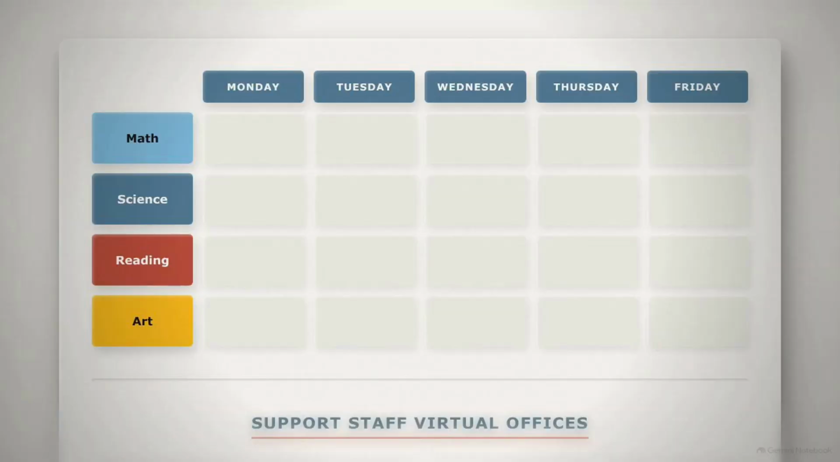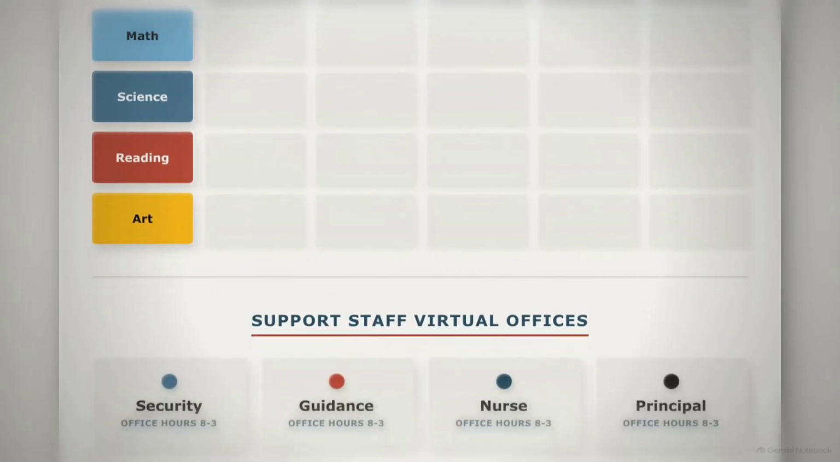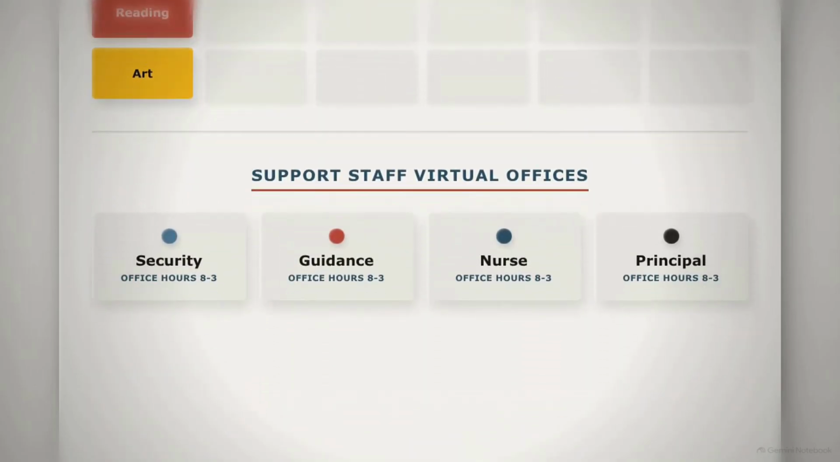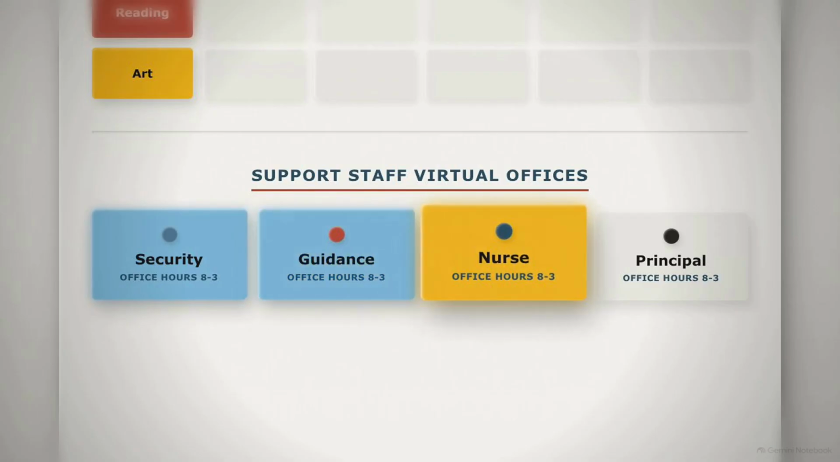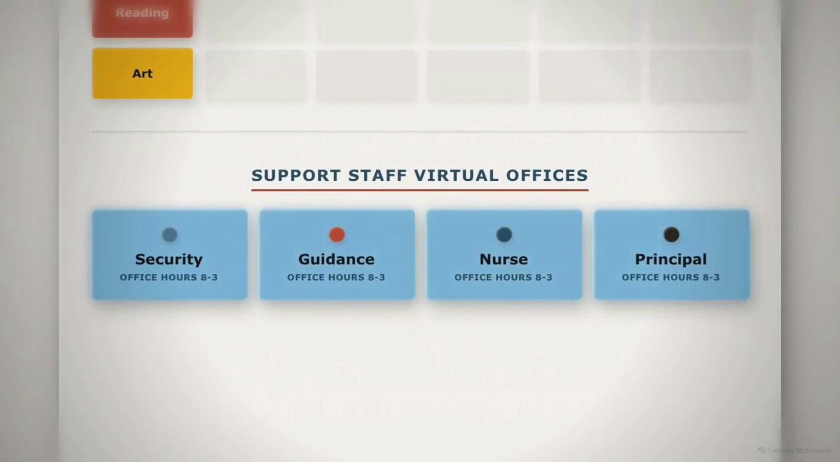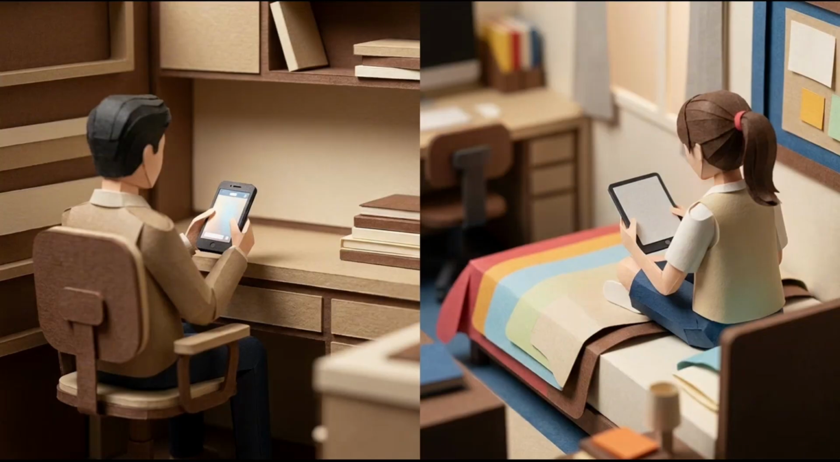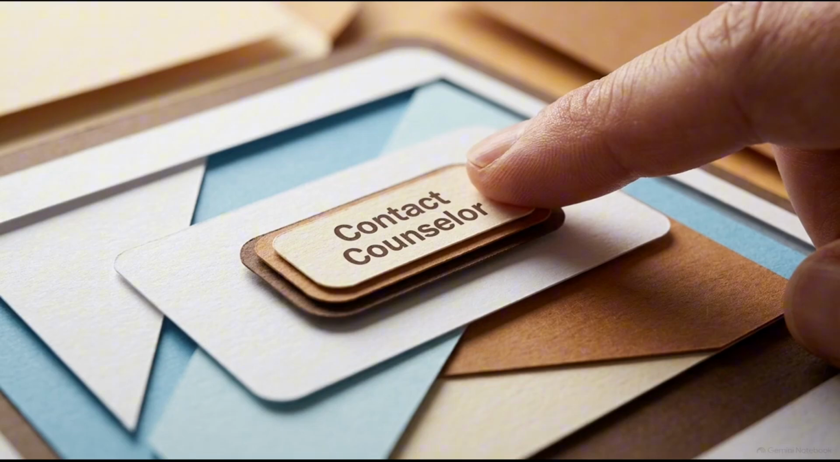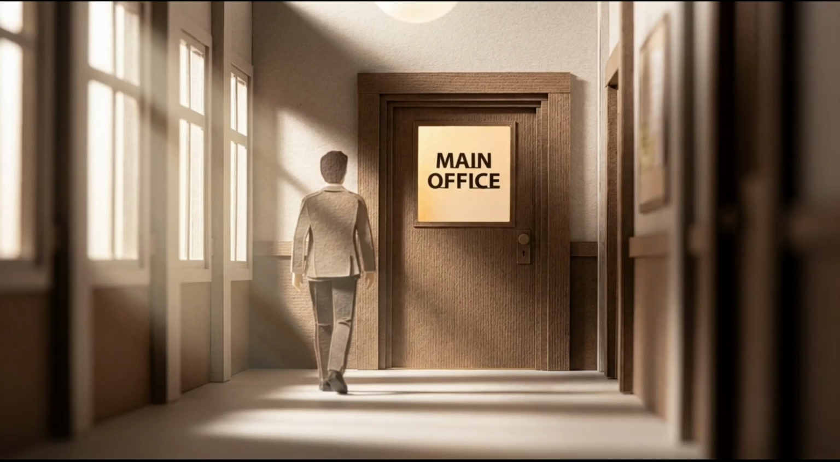link. But a school is more than academic subjects. Scrolling down to the bottom of the grid, we find a dedicated space for the rest of the school community. Here, essential support staff have their own virtual offices. Security, guidance, the nurse, and the principal are listed with their office hours. If a parent has a question or a student needs to speak with a counselor, they just click the link next to the name. It perfectly mirrors the act of walking down the hall to the main office.